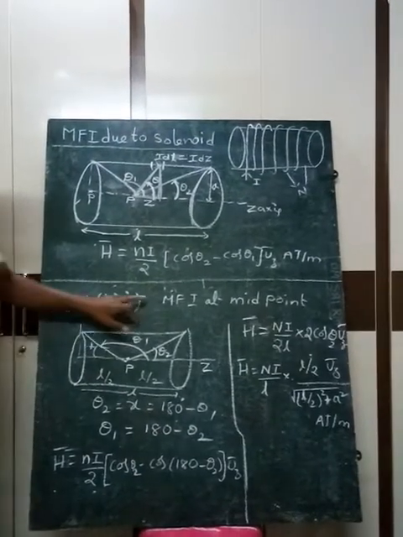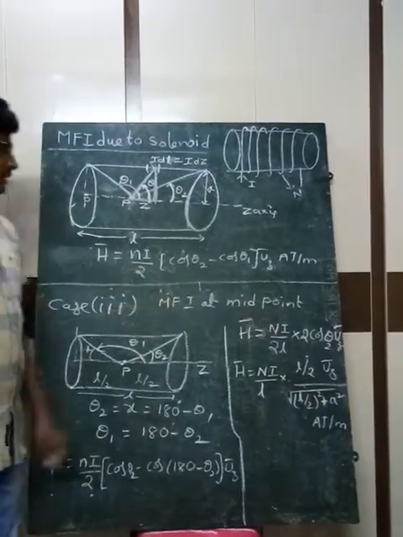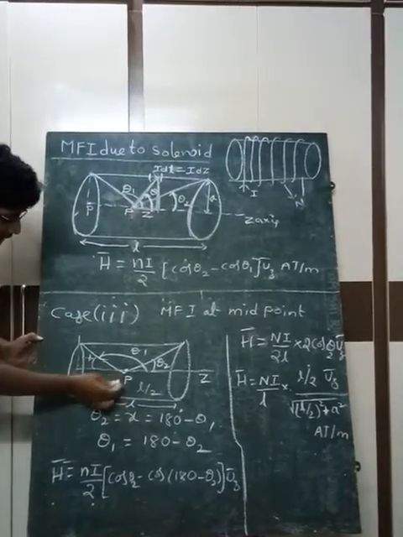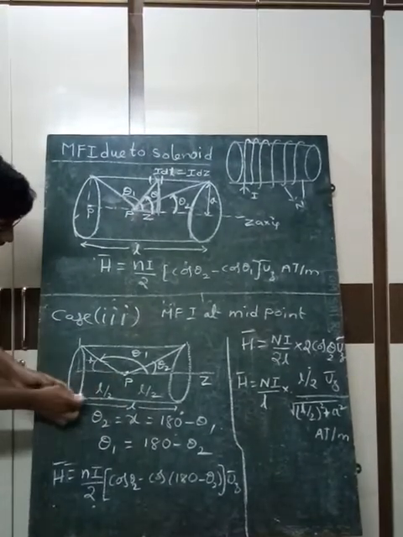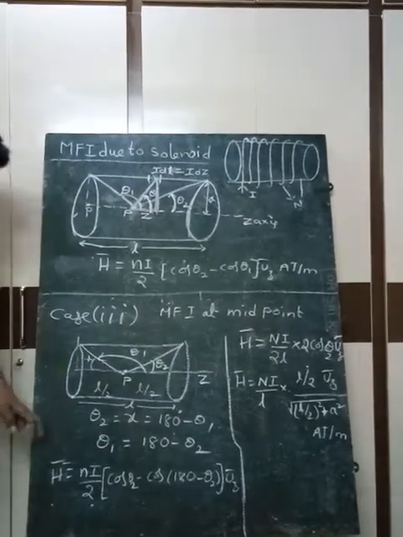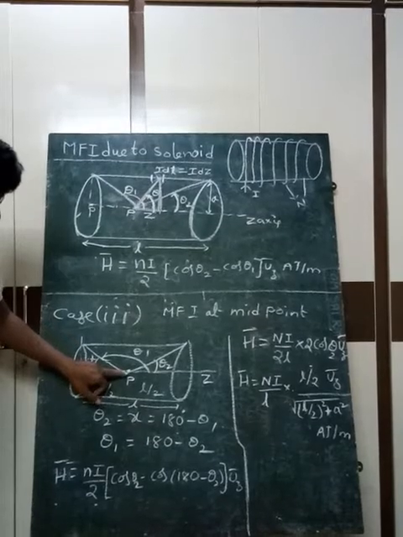Now case 3, magnetic field intensity at the midpoint of the solenoid. If this point is at the midpoint, that means exactly at L by 2 from the origin. So this is L by 2 and this is L by 2. Then what is the magnetic field intensity at this point P?